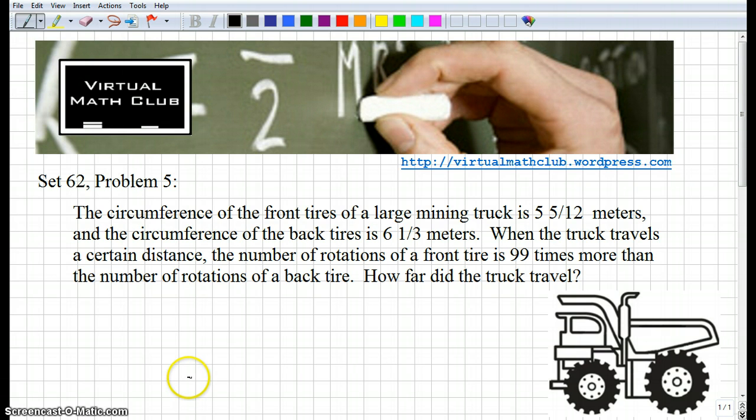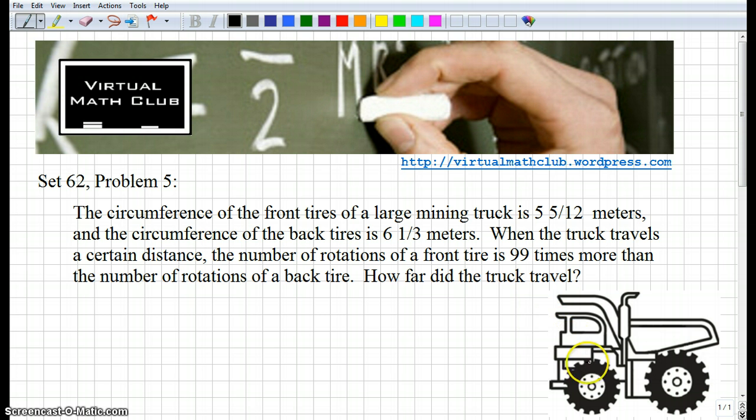The circumference of the front tires of a large mining truck is 5 and 5/12 meters, and the circumference of the back tires is 6 and 1/3 meters. When the truck travels a certain distance, the number of rotations of a front tire is 99 times more than the number of rotations of a back tire. How far did the truck travel?